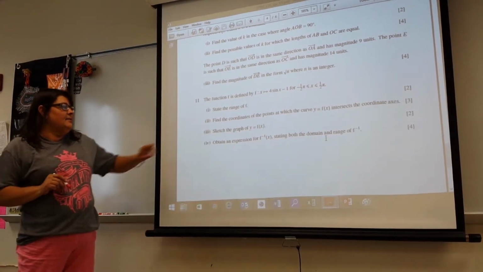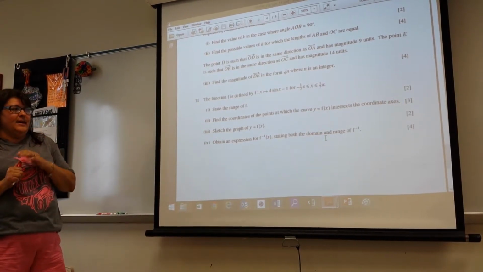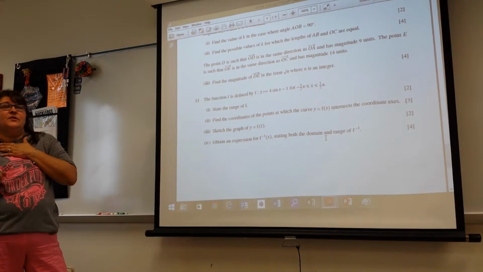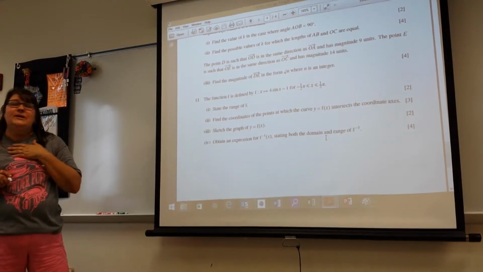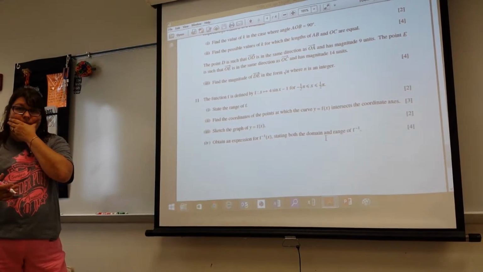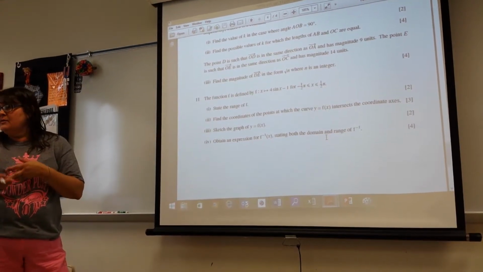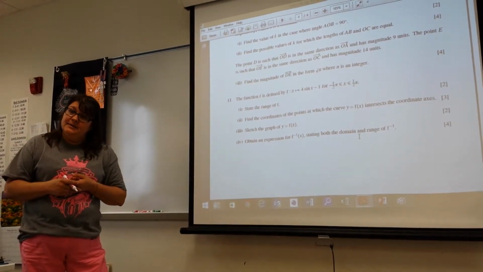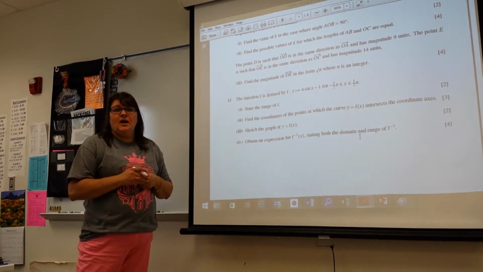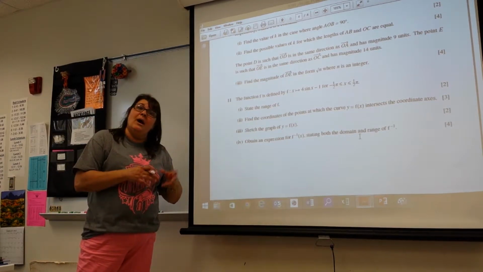Next thing is find the coordinates of the points at which the curve y equals f of x intersects the coordinate axes. So what does it mean by coordinate axes? The x and y. So you're actually looking for the x-intercept and the y-intercept. You're looking for the place that causes x to be 0, and the place that causes y to be 0.